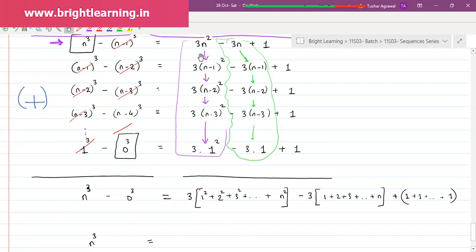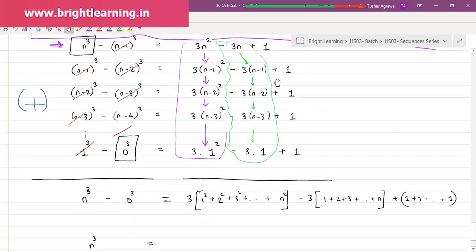On the RHS, I added in the vertical direction. In this purple group, take 3 common, and what remains is 1 square plus 2 square plus 3 square plus 4 square up to n square. In the green group, I take subtraction 3 common, so what remains is 1 plus 2 plus 3 plus 4 and so on up to n. And lastly, 1 plus 1 plus 1 plus 1 plus 1 plus 1, how many times? N times.